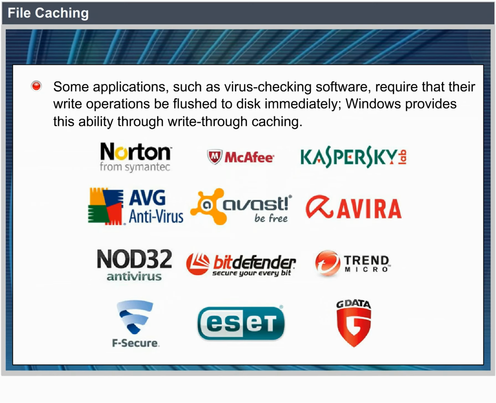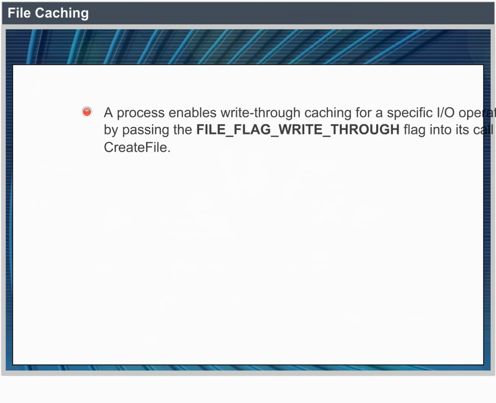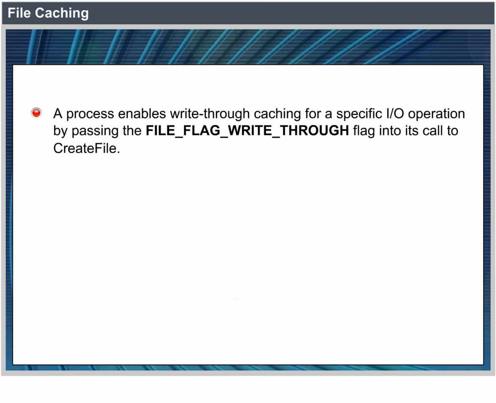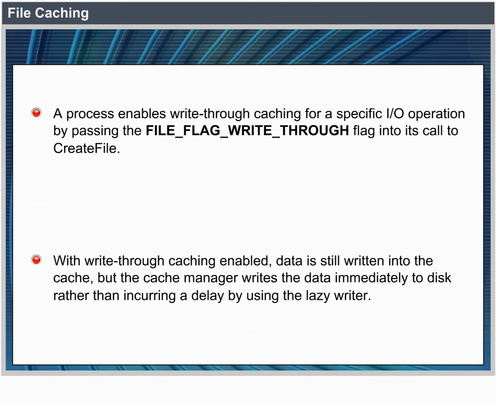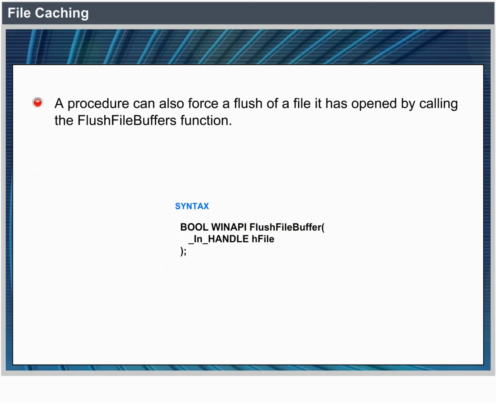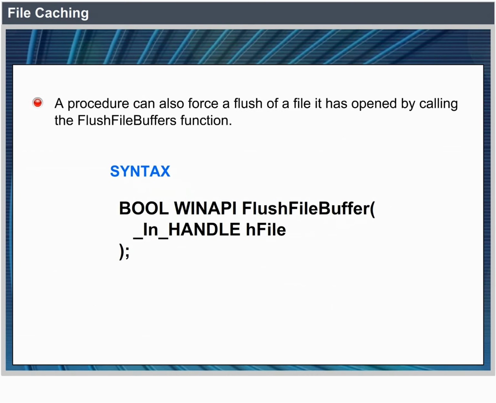A process enables write-through caching for a specific input-output operation by passing the FILE_FLAG_WRITE_THROUGH flag into its call to CreateFile. With write-through caching enabled, data is still written into the cache, but the cache manager writes the data immediately to disk rather than incurring a delay by using the lazy writer. A process can also force a flush of a file it has opened by calling the FlushFileBuffers function.